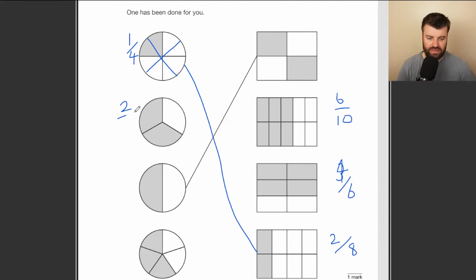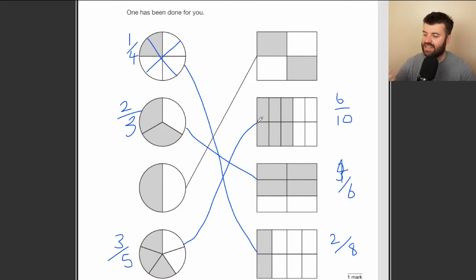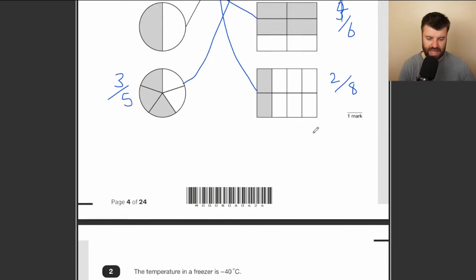Next one is 2 out of 3. Which fraction is equivalent to 2 out of 3? Yep, it's 4 out of 6 again. 2 times 2 is 4, 3 times 2 is 6, then we get 4 out of 6. And finally at the bottom, this is 3 out of 5, which is the only one left. And luckily for us, it's 6 out of 10. Again, it's an equivalent fraction question, simple as that.